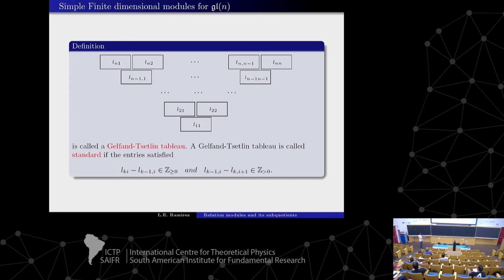What we are asking is that differences between consecutive rows should satisfy some integral relation. Going down should be greater or equal to 0, and going up should be greater than 0. So this is another ingredient, some conditions.